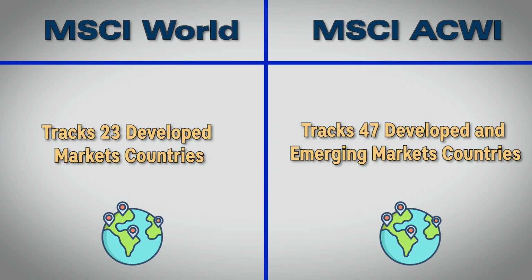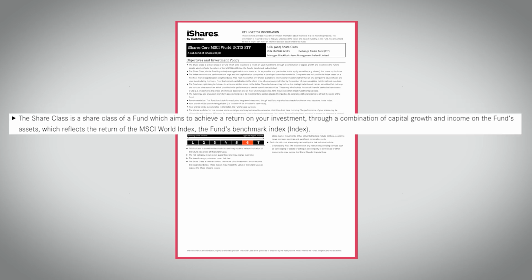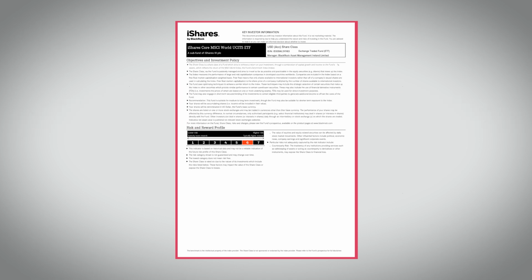MSCI's index containing both developed and emerging markets is called MSCI ACWI, with ACWI standing for All Country World Index. When browsing ETFs, it's important to check the key investor information document to see the index the ETF actually tracks, and then do further research on that index to see what it actually contains. Most ETFs tend to track indexes by FTSE Russell, MSCI, or Solactive, and just like I said with MSCI, you'll be able to find further details on the index provider websites and index fact sheets.